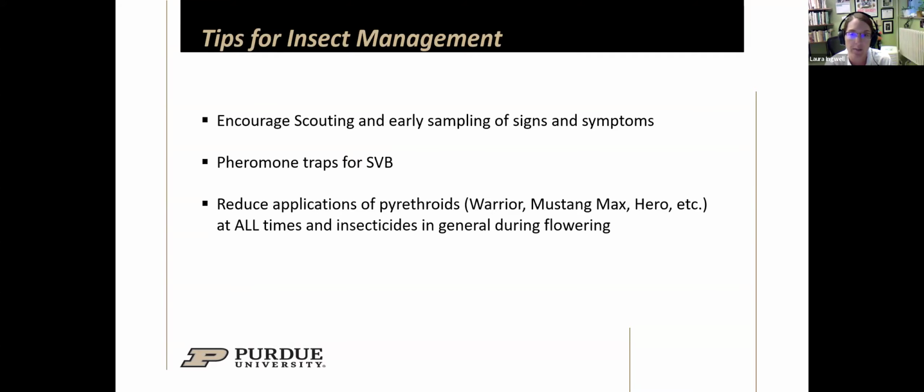In general, as a rule of thumb, we really want to reduce applications of pyrethroids at all times. These are things like Warrior, Mustang Max, and Hero. These are old chemistries. They do work well, but they are not friendly for pollinators or natural enemies in the system. There's a lot of concern from our farmers about protecting bees in these pollinator-dependent crops. So when possible, use alternatives.